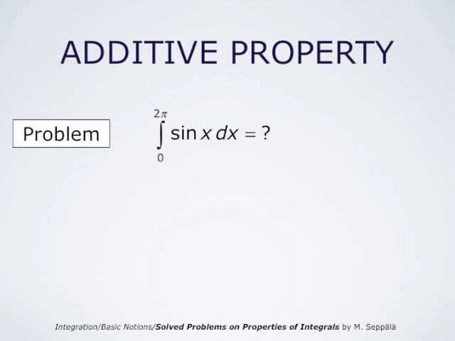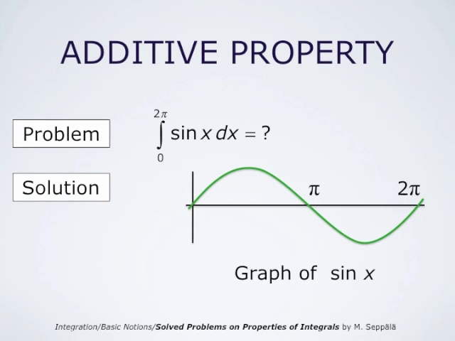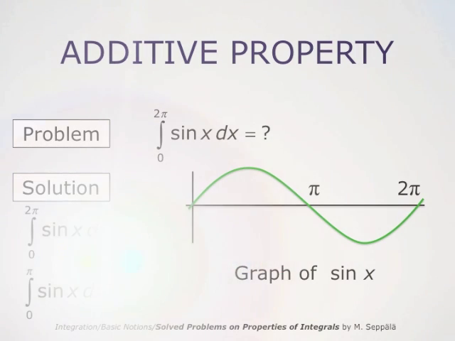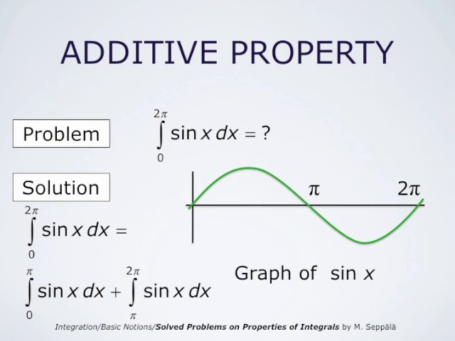Our task is to compute the integral from 0 to 2 pi of sine of x dx using the properties of integrals and the definition of the integral as a limit of Riemann sums. We start by drawing the graph of the sine function. When x equals 0, pi or 2 pi, sine takes the value 0. Between 0 and pi, sine takes positive values, and between pi and 2 pi, sine takes negative values. By the properties of integrals, the integral from 0 to 2 pi of sine of x dx equals the integral from 0 to pi of sine of x dx plus the integral from pi to 2 pi of sine of x dx.